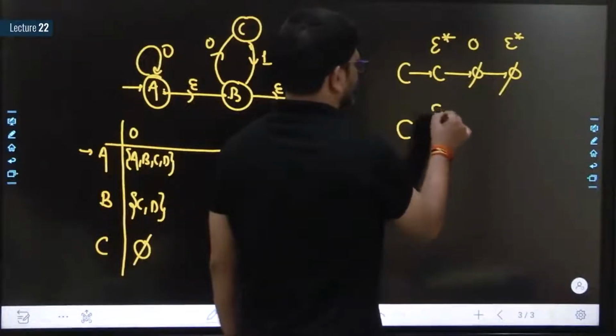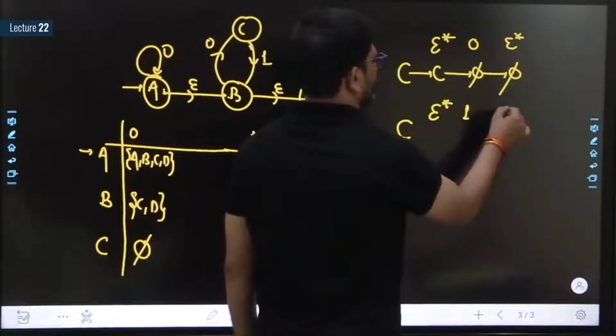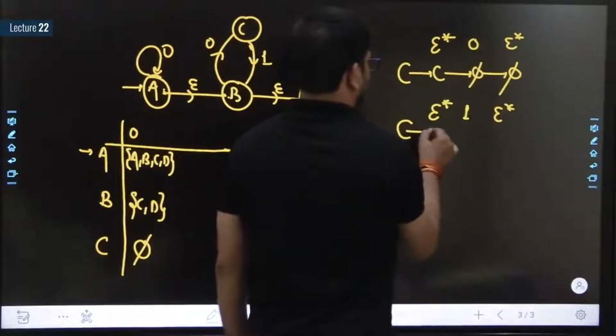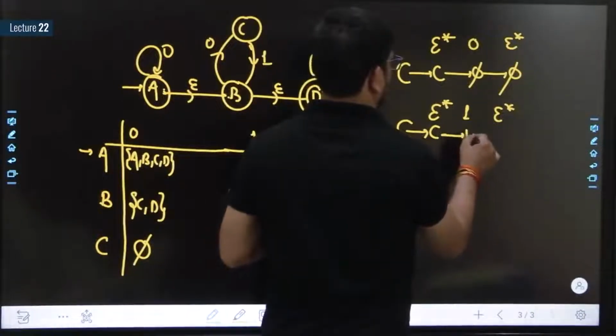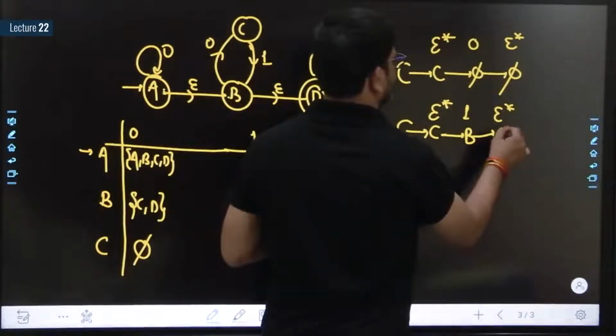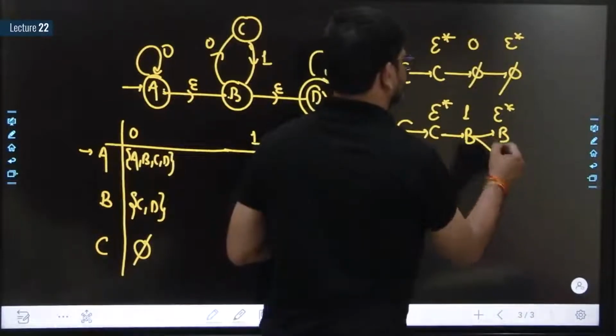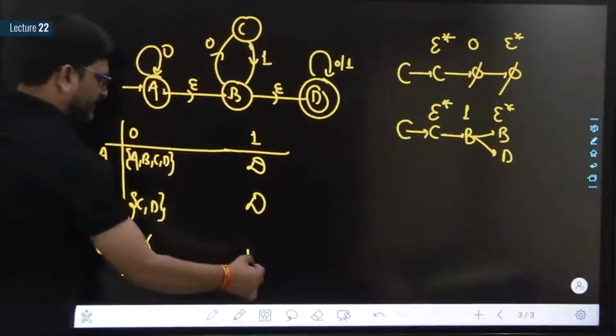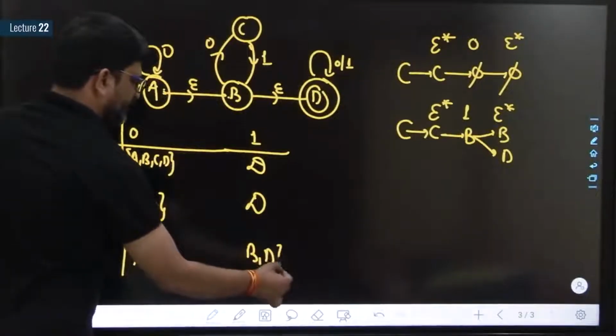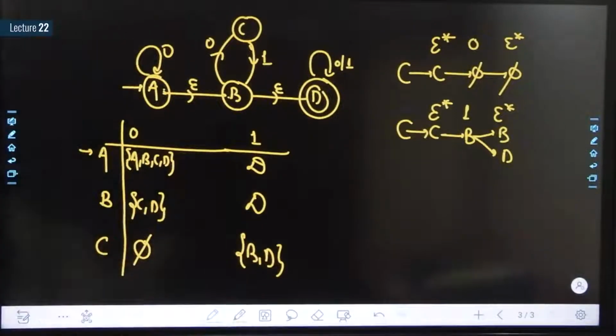C on 1, epsilon closure, 1, epsilon closure. What is the epsilon closure of C? C. C on 1, epsilon, B and D. C on 1, B comma D. Clear?